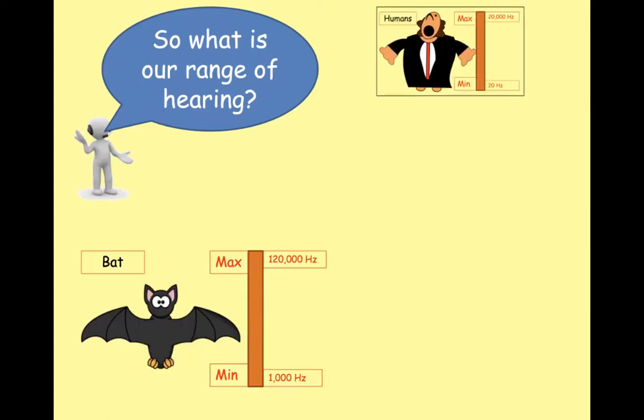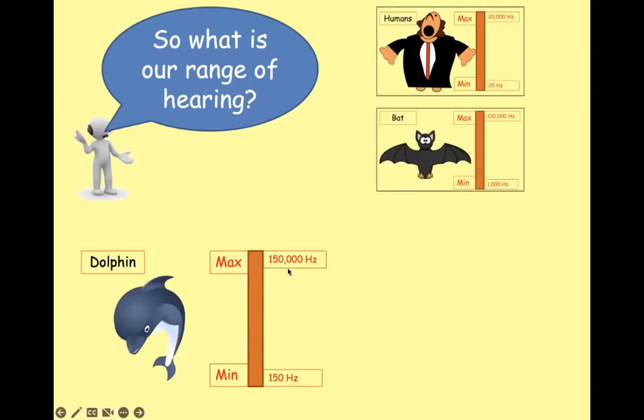For the bat, it can hear a minimum of 1,000 hertz and a maximum of 120,000 hertz. All right. Next, we have the dolphin. A dolphin can hear a sound wave from a minimum of 150 hertz to a maximum of 150,000 hertz.